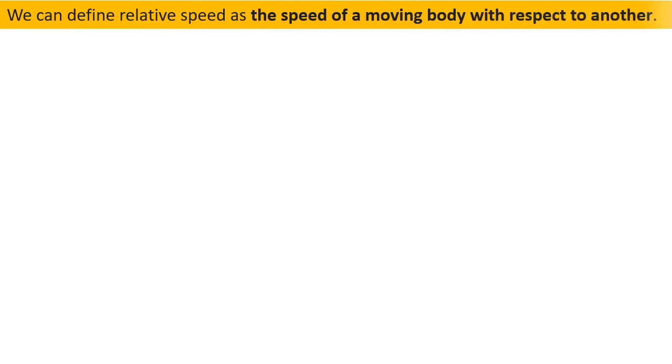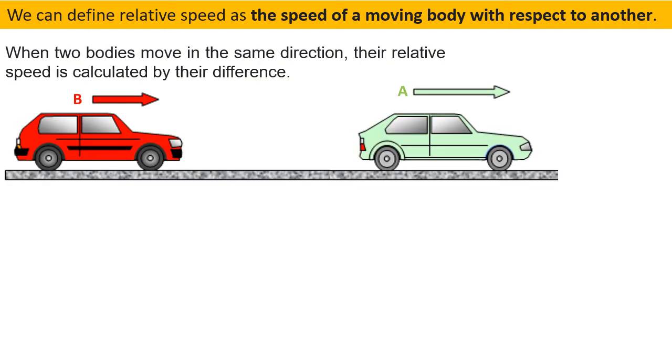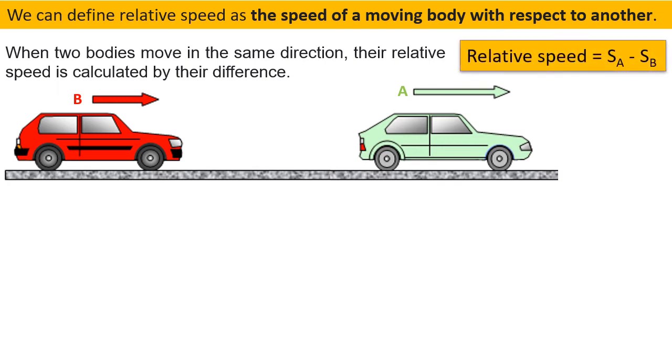Well, we talk about relative speed when there are two moving bodies. And we can define relative speed as the speed of a moving body with respect to another body. When two bodies move in the same direction, the relative speed is calculated by their difference. As you see, both the cars are moving in the same direction. So the relative speed of these two cars is the difference of their speeds, that is SA minus SB.